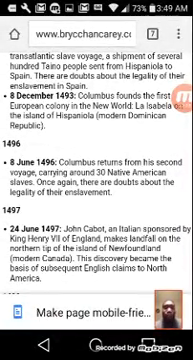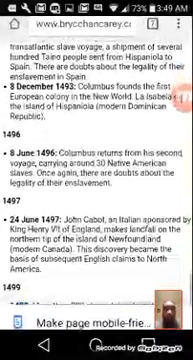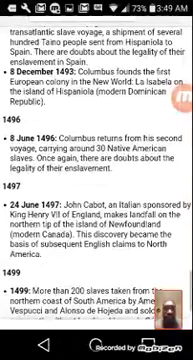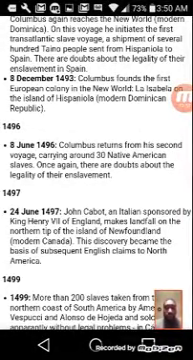Hey, you know how that also backs up the scriptures? Because it takes a year and a half to get over here to the Americas. That's what's recorded in the scriptures. So it says December 8th of 1493, Columbus founds the first European colony in the New World, La Isabela, on the island of Hispaniola, modern Dominican Republic. So he did what they did, gathered up, and more likely took people back to wherever he was going, which takes a year and a half to get to the Americas and then back.